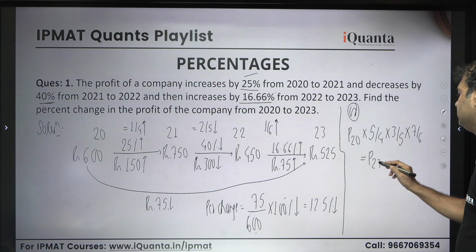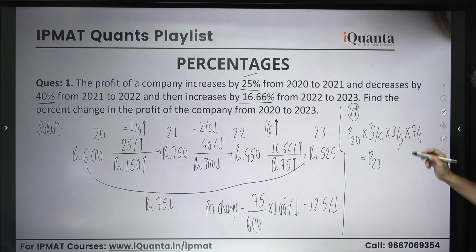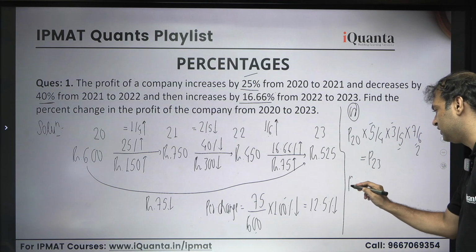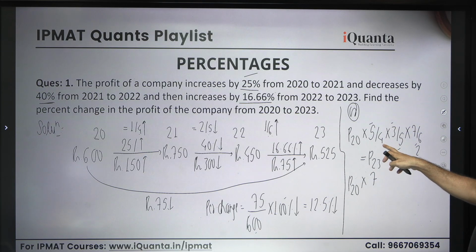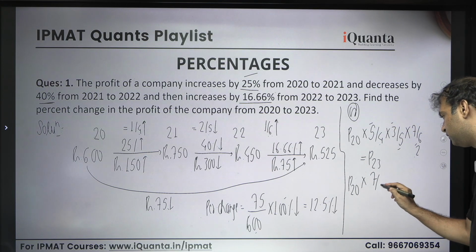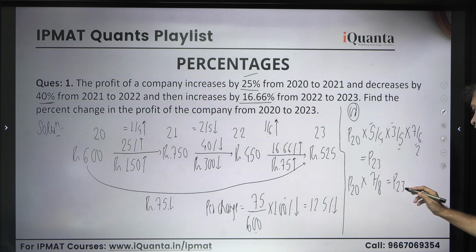Now let's simplify this a bit. 5 got cancelled out, right? 3 2s is 6. So what we are left with? We are just left with 7 in the numerator, and denominator is 4 into 2, that means 8. So we can say price of 2020 into 7 by 8 is the price in 2023.